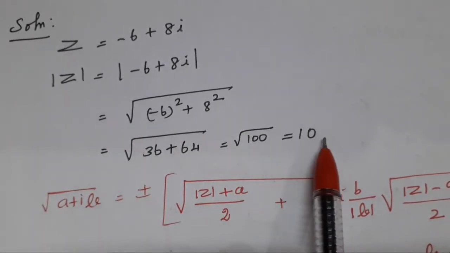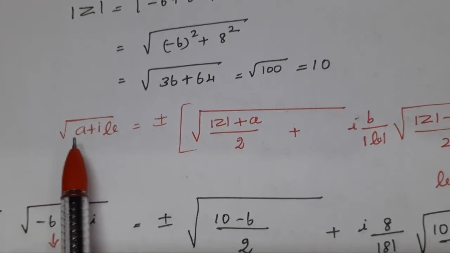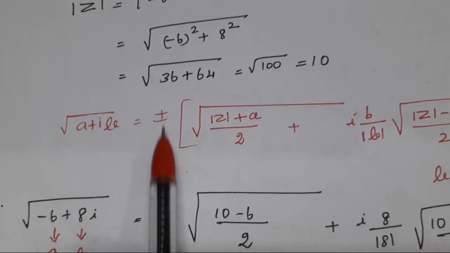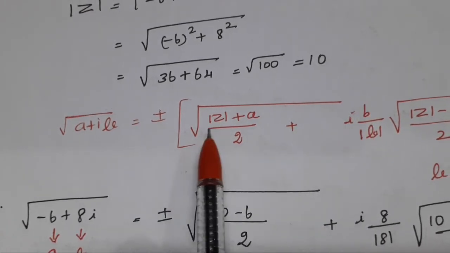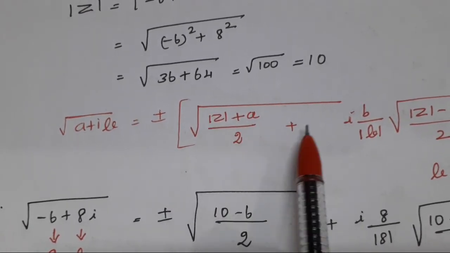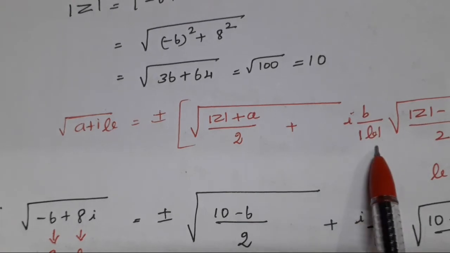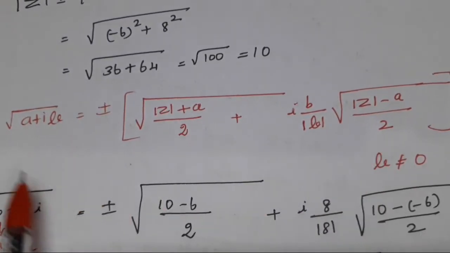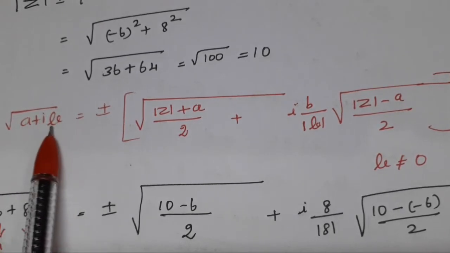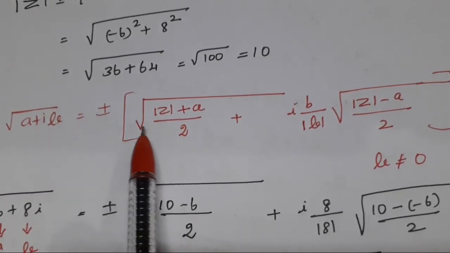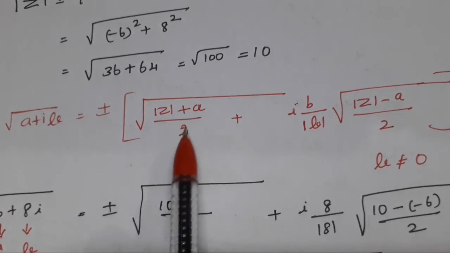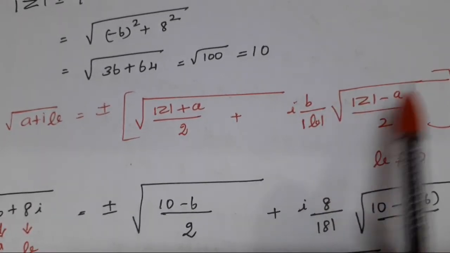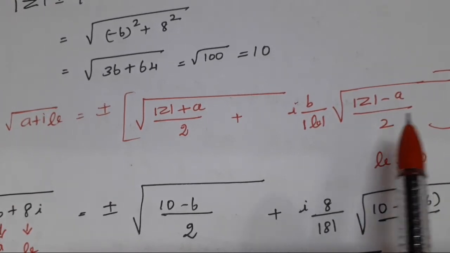Modulus of z is 10. I rewrite the formula one more time. Root of a plus ib equals plus or minus, square root of (modulus of z plus a) by 2, plus i into b by modulus of b, square root of (modulus of z minus a) by 2. Go through the formula. What do we find out?